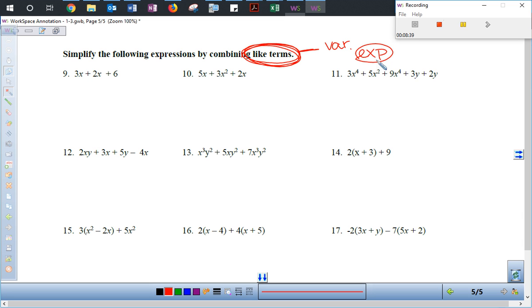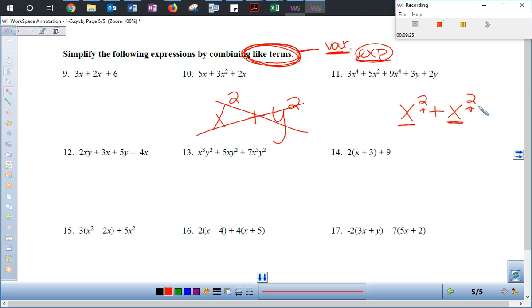So for example, I could have x squared plus y squared. To be like terms, they have to be the exact same variable raised to the exact same exponent. If you'll notice, we do have the same exponent, but we do not have the same variable. So these are not like terms. But if I were to have x squared plus x squared, they are the exact same variable raised to the exact same exponent. So those are like terms. We could add those together.